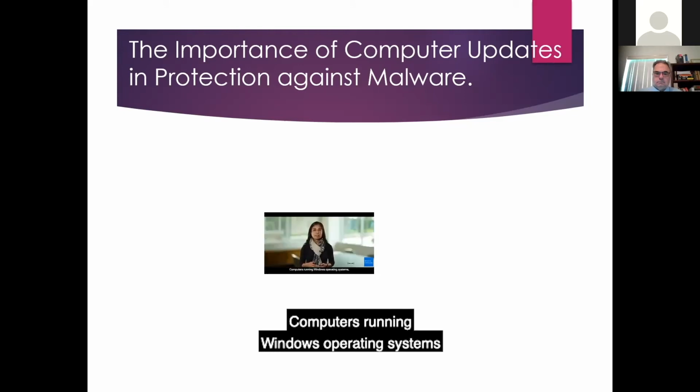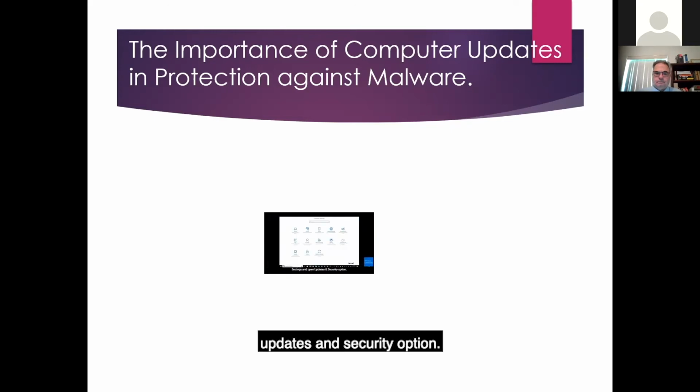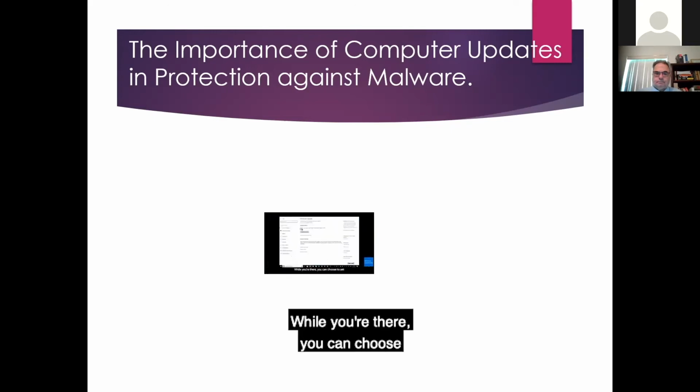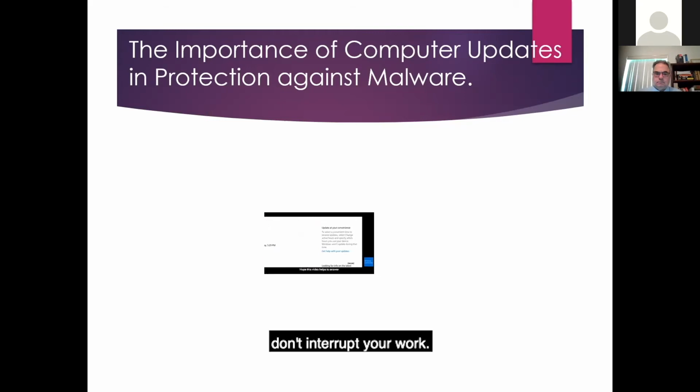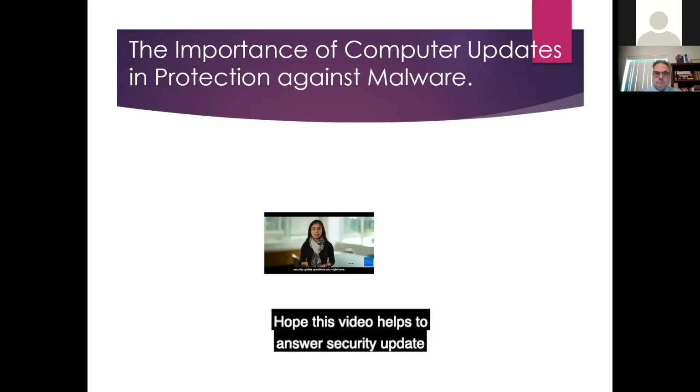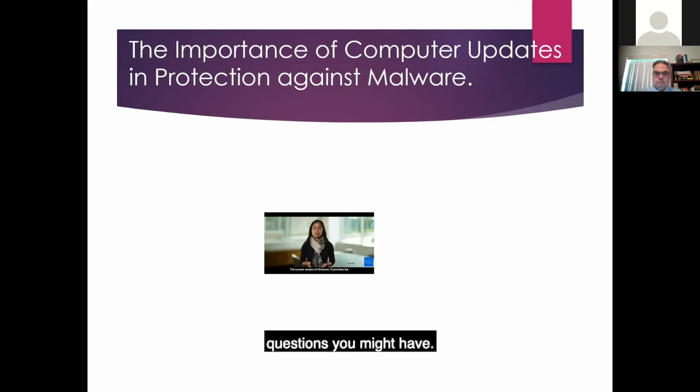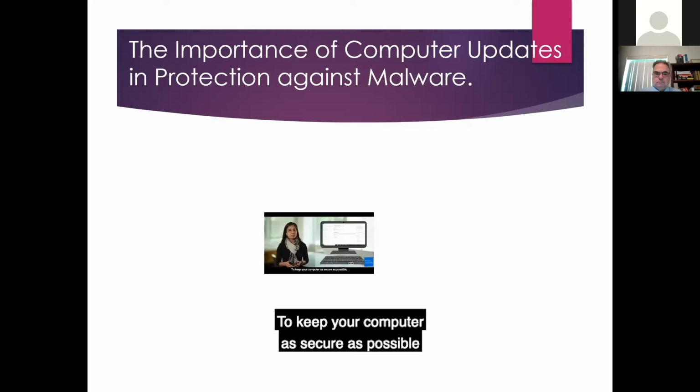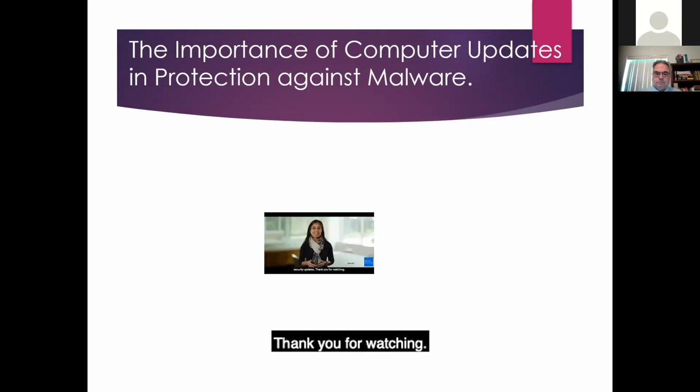Computers running Windows operating systems come with Windows Update turned on by default. But if you want to be sure, go to Settings and open Updates and Security option. While you're there, you can choose to set your PC to install updates at a certain time of day, so updates don't interrupt your work. Hope this video helps to answer security update questions you might have. The current version of Windows 10 provides the most up-to-date security technology. To keep your computer as secure as possible, always install the Windows security updates. Thank you for watching.